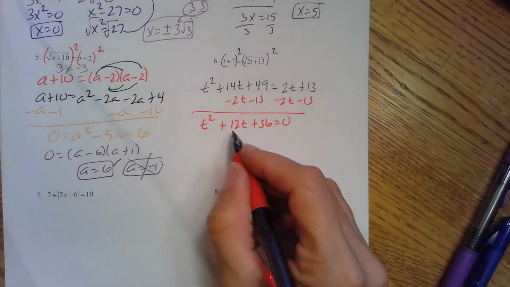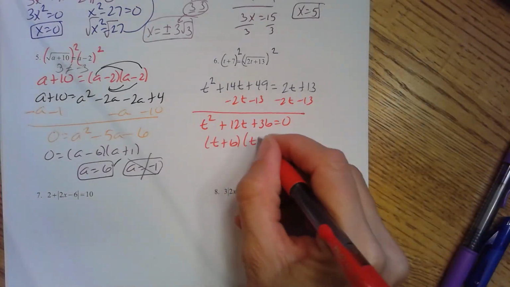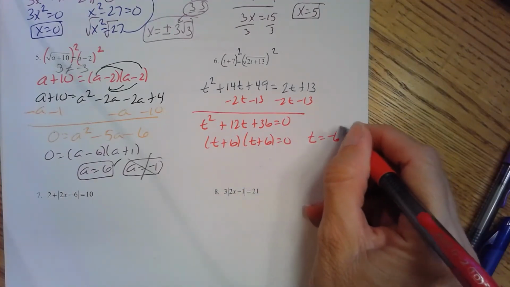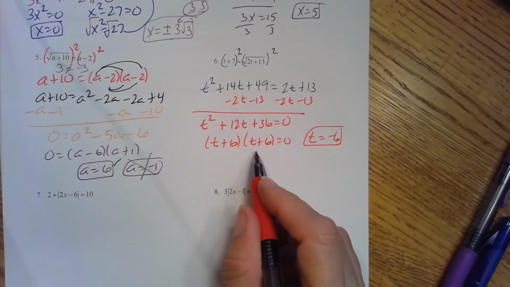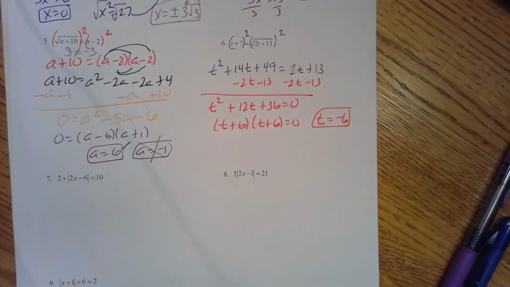So the factors of 36 that add up to 12 would be 6 and 6. So t plus 6 and t plus 6. So we only get one answer here. We get t equaling -6. It appeared twice, and we're going to learn more about that in college algebra material, which is starting in chapter 2.